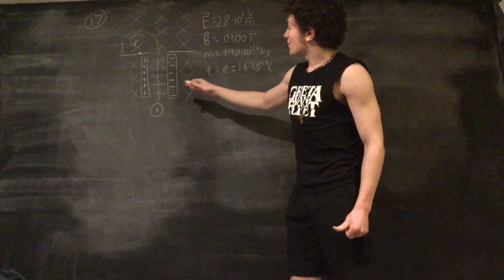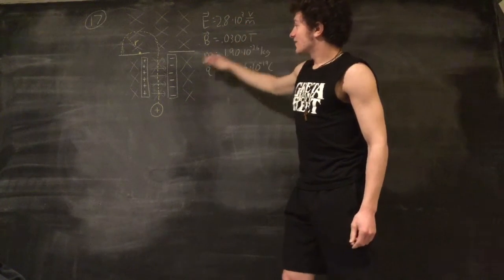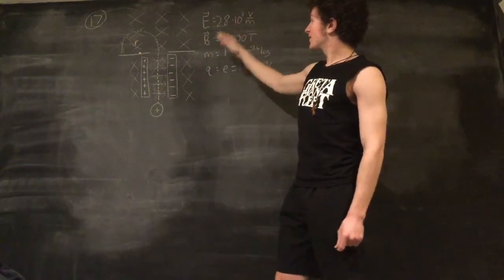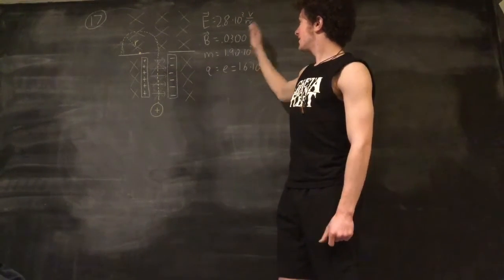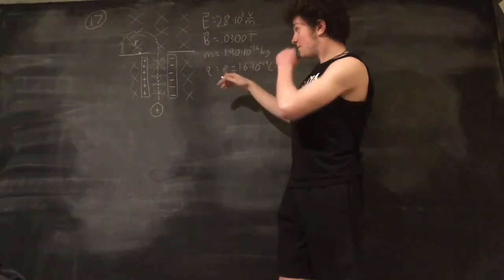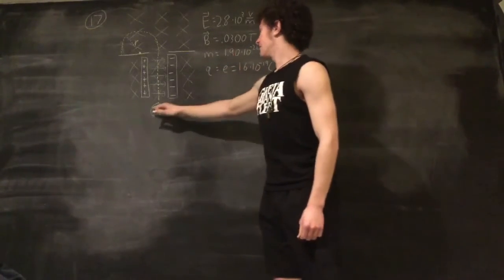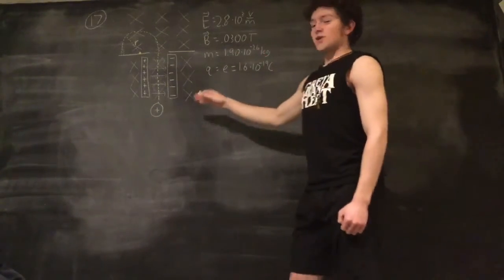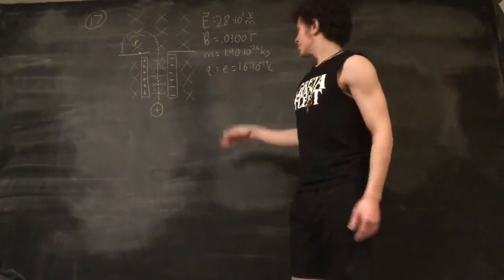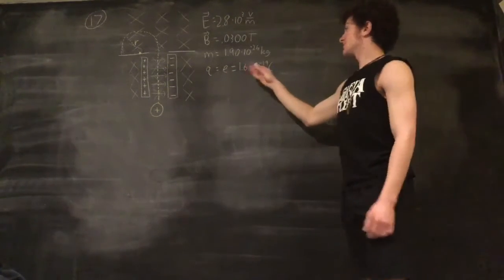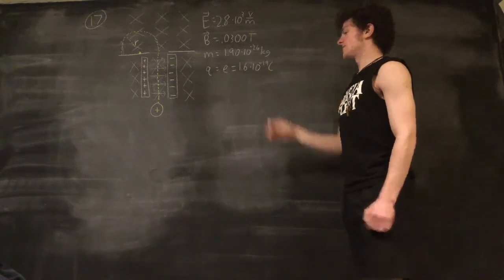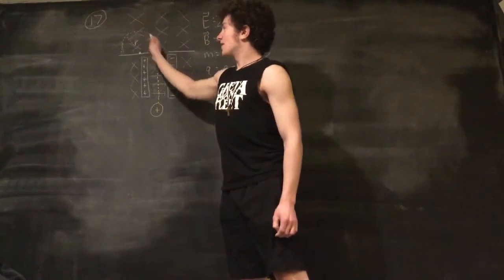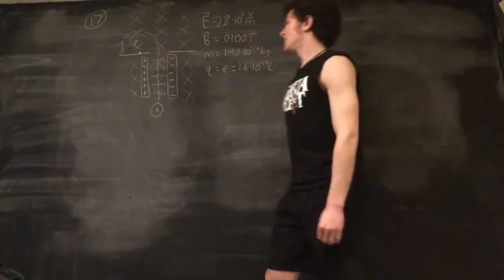Alright, so this is a diagram the problem gives us. We've got the magnitude of the electric field in between here, 2.8 × 10^3 volts per meter. The magnetic field is 0.03 teslas. The mass of the particle is 1.9 × 10^-26 kilograms. The charge, it said just singly charged, which is just the elementary charge, 1.6 × 10^-19 coulombs. It's asking us to find the radius out here of the path of the particle.